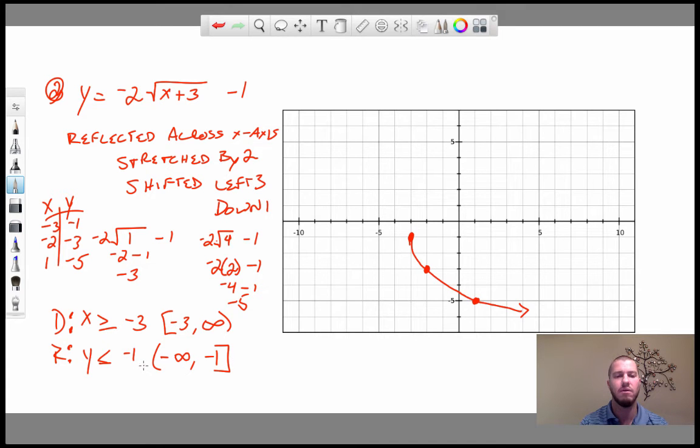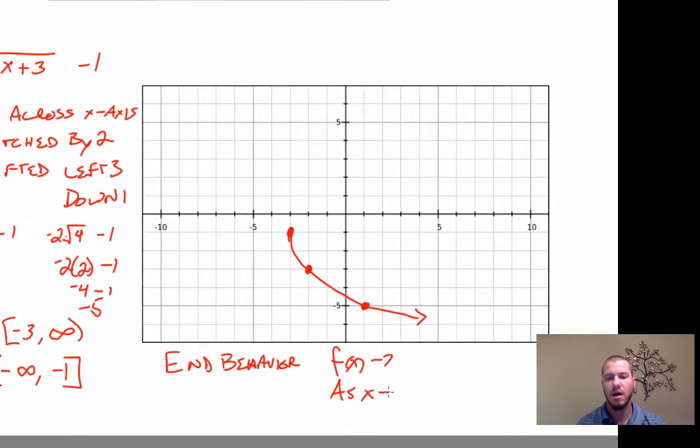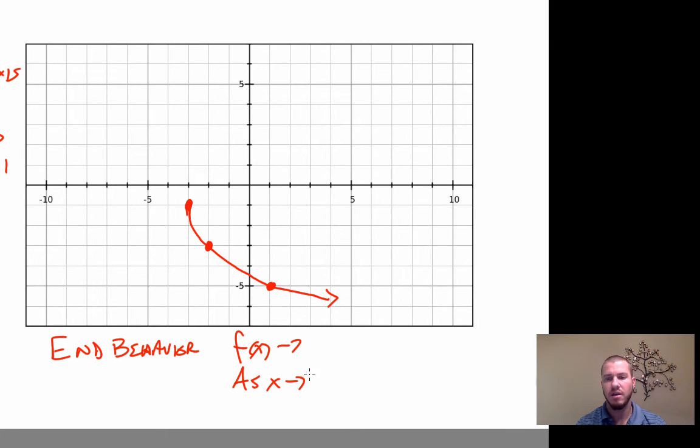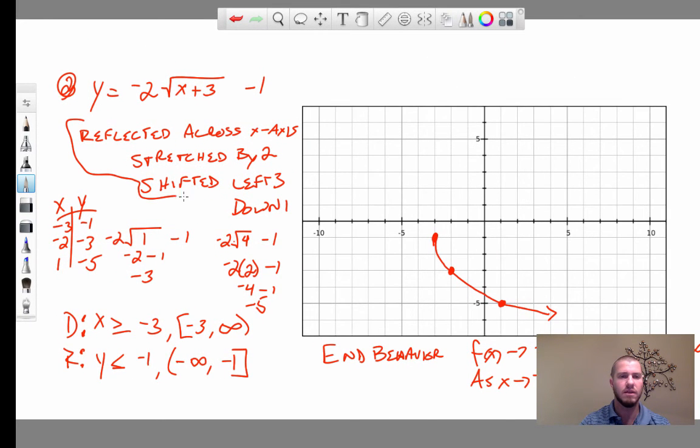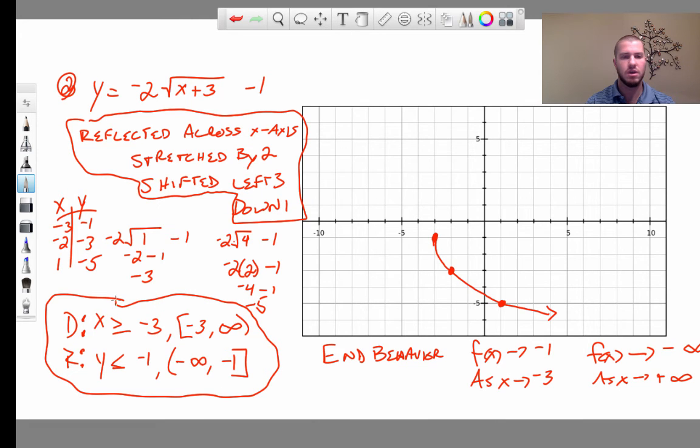My end behavior is as x is approaching -3, f of x is approaching -1, and as x approaches positive infinity, f of x is approaching negative infinity in this case because the graph is going down. As it's going to the right, the graph is going down, so f of x is approaching negative infinity. And there you go. You got this part, my domain and range, and my end behavior. And the graph, of course.